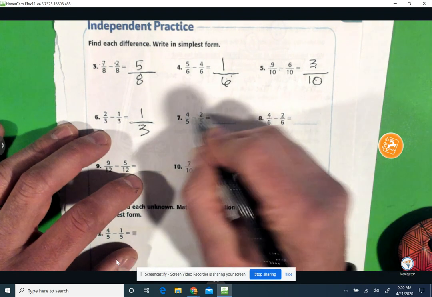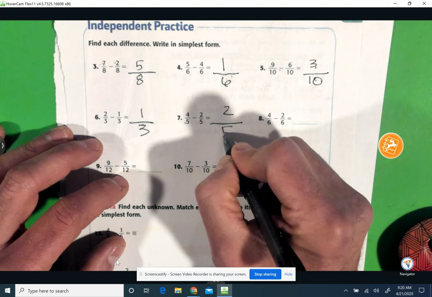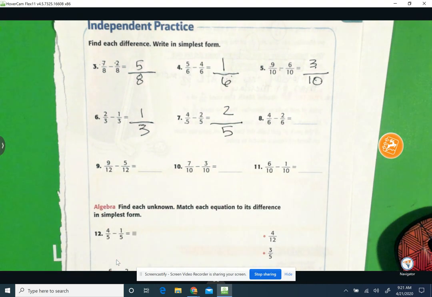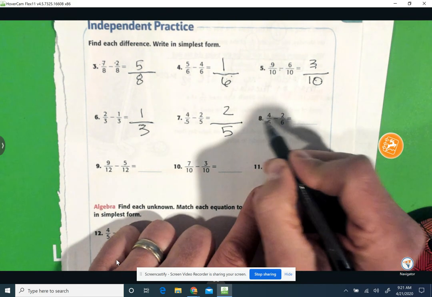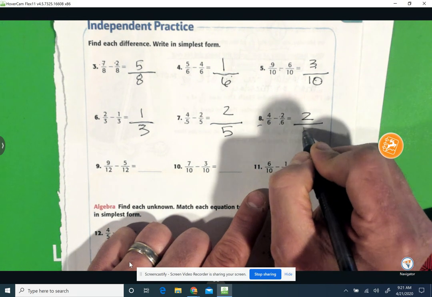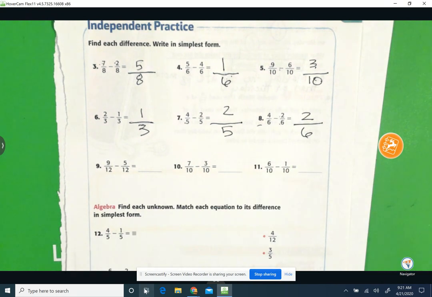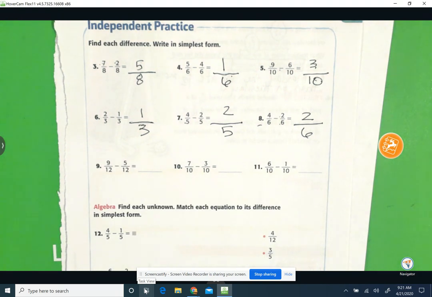4 minus 2, looking at number 7, is 2, with my denominator staying the same. Fifths. 4/6 minus 2/6. Well, 4 minus 2 is 2. 6 stays the same. Here, I have two even numbers as my numerator and denominator. I know that this fraction is not in simplest form.